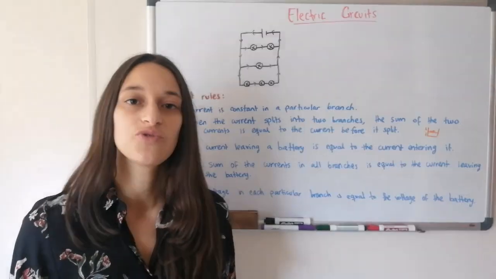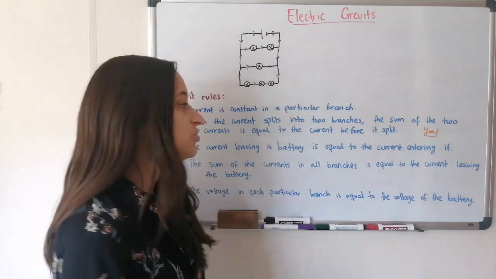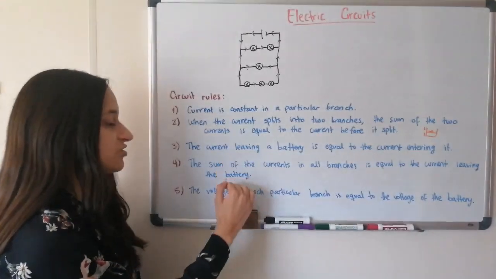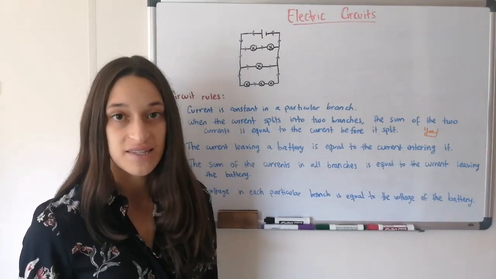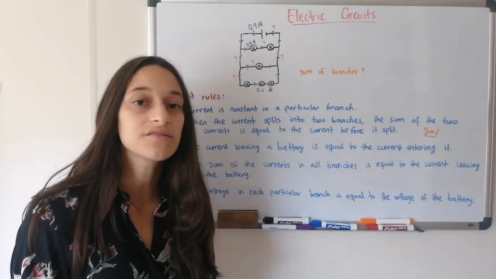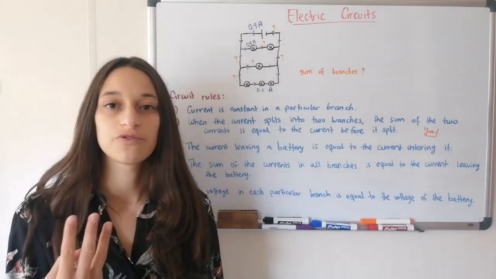So I'm going to give you some values of current, and using the first 4 laws, the ones related to current, we're going to try to figure out the rest of the currents in the other places. Okay, so the idea is the following. I gave you 3 values of currents.